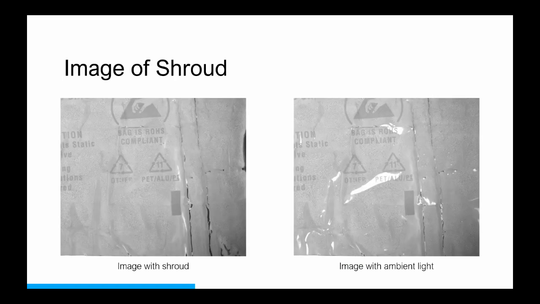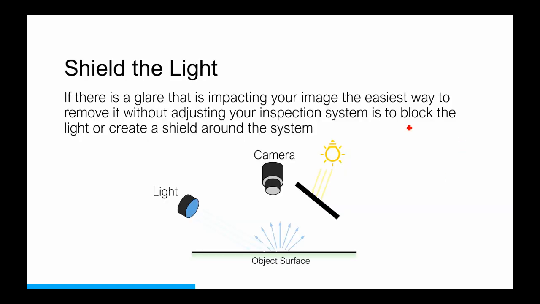You can see here on the left I have an image with the shroud. There's no glare, and the image here I have with the ambient light, there's a really big hot spot. This shroud doesn't have to be anything fancy. To get this image, I just held up a cardboard box that I had nearby that blocked the light from getting to my sample. Where shrouding can have its pitfalls is if there's lights in many directions that are causing problems. In this scenario here, I just have one light shining down. One shroud is very easy to do.